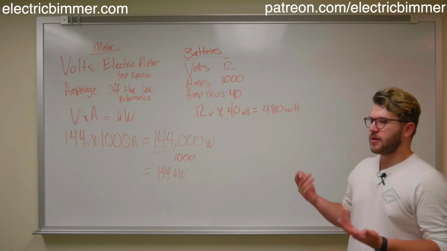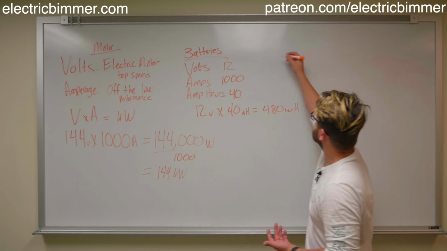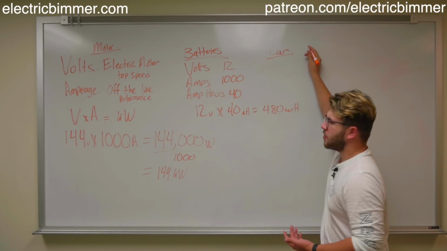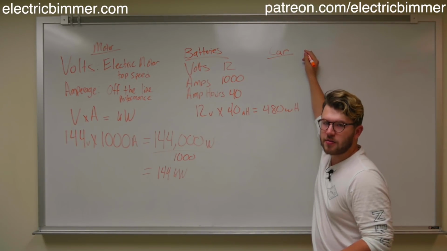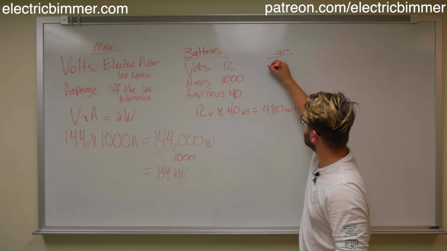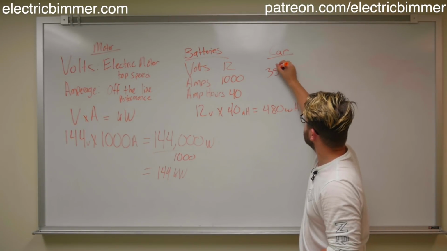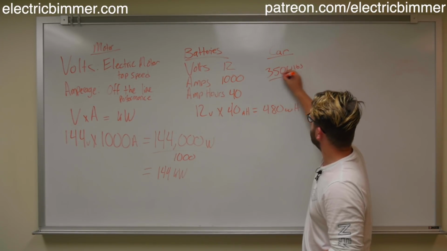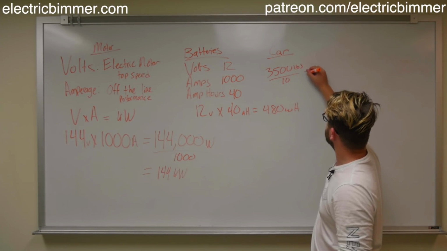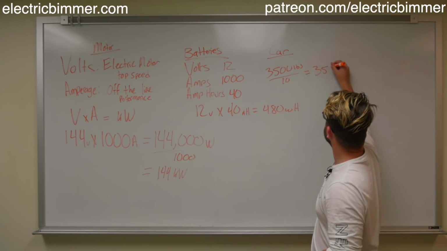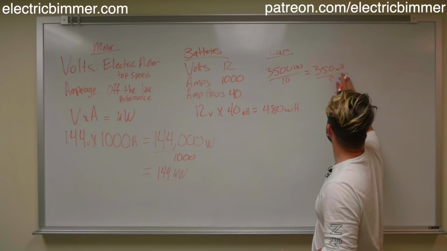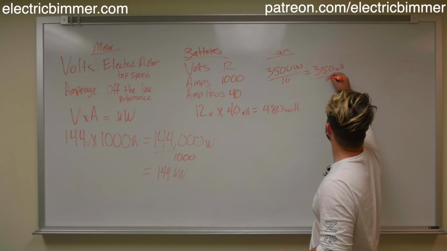It's pretty straightforward. Basically, we'll label this the car section. You take the weight of your car in pounds. In my case, it's 3,500 pounds. I know it's a little bit heavy, but we're working on it. So that's pounds, and we're just going to divide that by 10. That's going to give us 350 watt hours per mile.